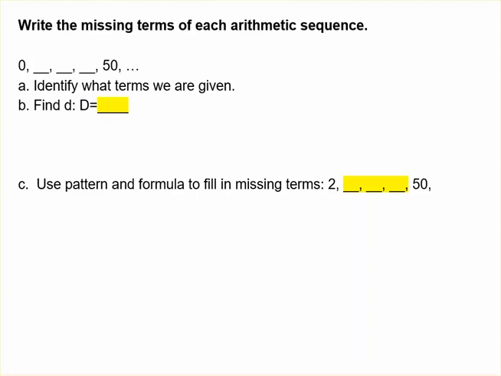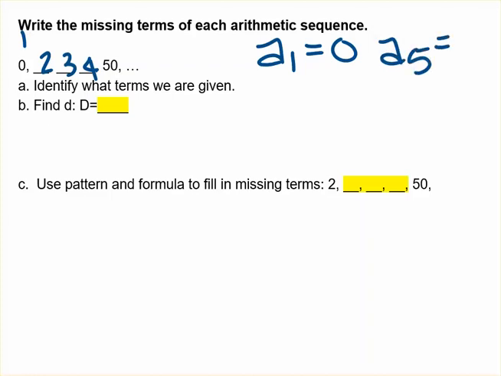So let's look at this pattern: 0, blank, blank, blank, 50. Again, it's a little bit harder because we're missing some things in between. Let's look at what we do have. We have our first term, a sub 1, which is going to equal 0. Then we have the first missing term, the second, third, fourth. Then I have the 5th term, so a sub 5 equals 50.